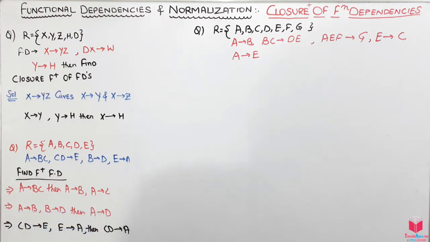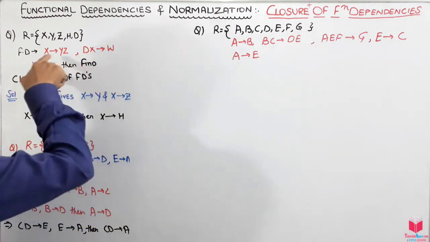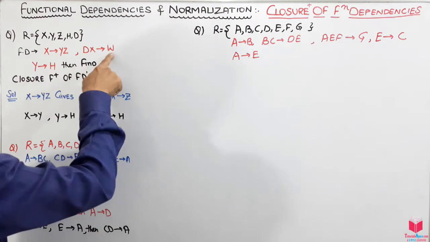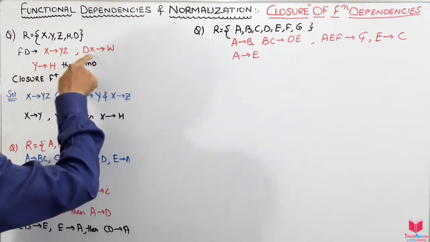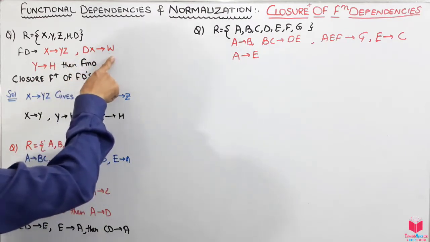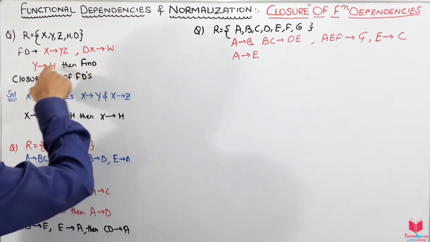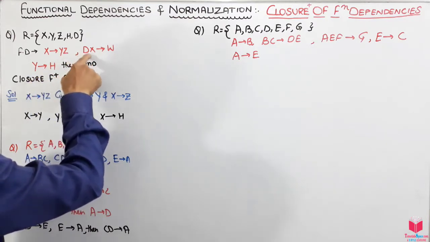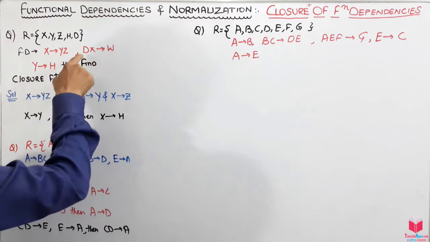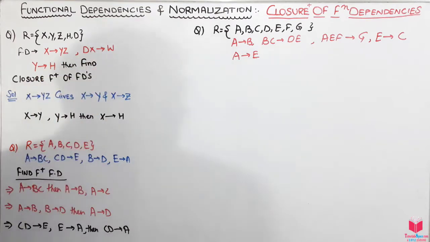After that, we can have other dependencies as well. If we have X to YZ and DX to W, we can replace X with YZ here, so this can also be there. And from Y to H, in DYZ we can also replace Y with H here. This also can be there. So we have to find the different combinations of functional dependencies.